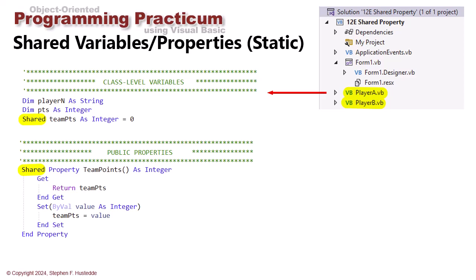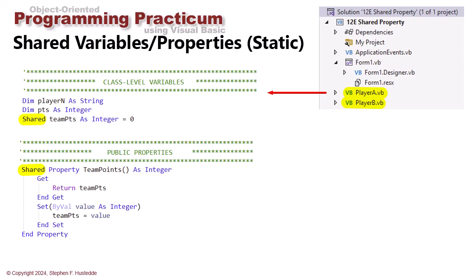In the project, I created 2 data classes, one for player A and one for player B. And those will keep track of the players for each of the teams A and B. In the player A class, I created some class-level variables. Notice the third one has a keyword of shared in front of it. It's teamPts as integer equals 0. And then there's a public property that front-ends that, a shared property TeamPoints. What the shared keyword does is it shares that value amongst all the members or instances of that class.